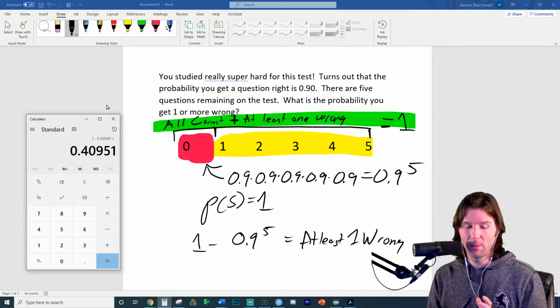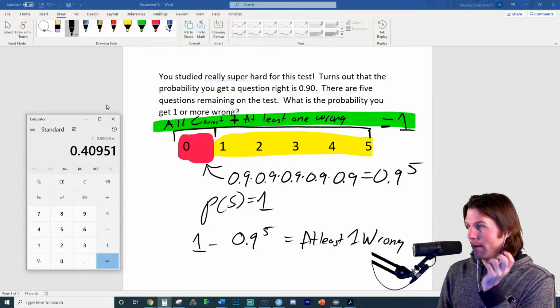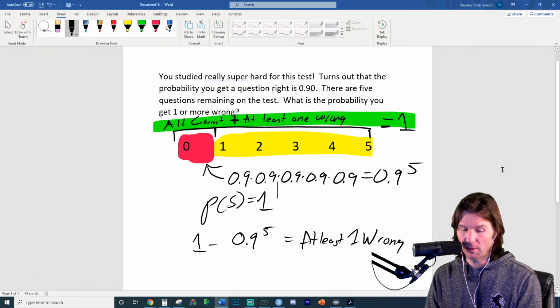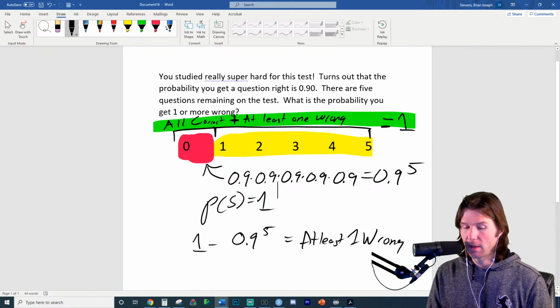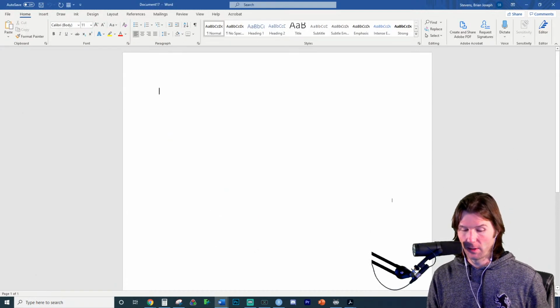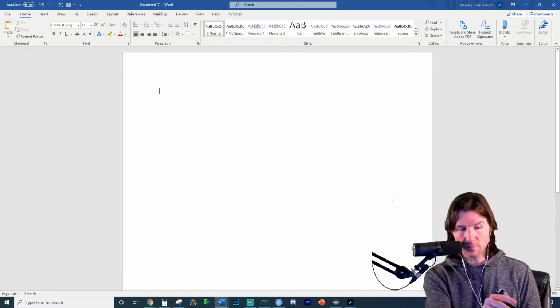And so yeah, we won't do it. We won't do one wrong. So here's the tough part for at least one wrong, or exactly one wrong. If you want to do exactly one wrong, then you have to look at it this way.